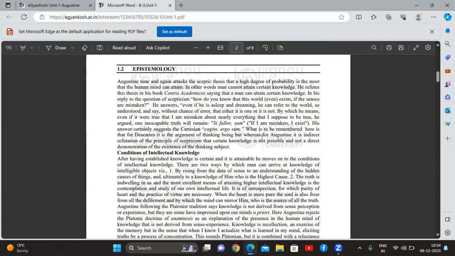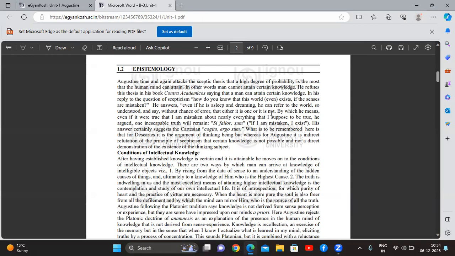Anyways, moving on. In this reply to the question of skepticism, how do you know that this world even exists if the senses are mistaken? He answers, even if he's asleep and dreaming, he can refer to the world, so understand and say without chance of error that either it is one or it is not. मतलब जो skeptic थे ये बोलते थे आपको knowledge ही नहीं मिल सकती है दुनिया की. You cannot get knowledge about the world.